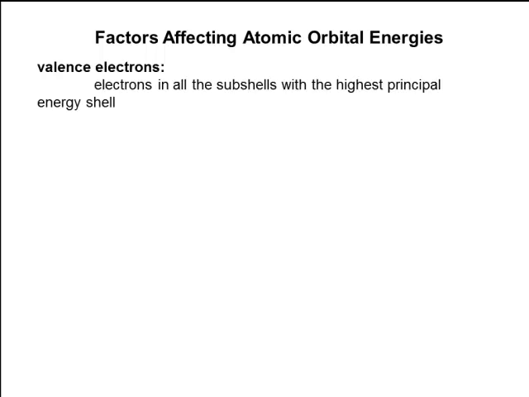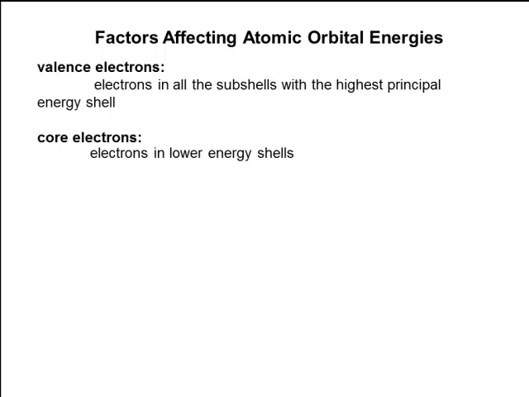Remember, valence electrons are going to be electrons in the subshells of the highest principal energy shell. So when we do electron configuration, the electrons that have the highest n value, those are going to be our valence electrons. Versus our core electrons, which are going to be the electrons in those lower energy shells. Typically, when we do a noble gas core configuration, the noble gas core, that's the core electrons. Any electrons outside that are going to be valence electrons.